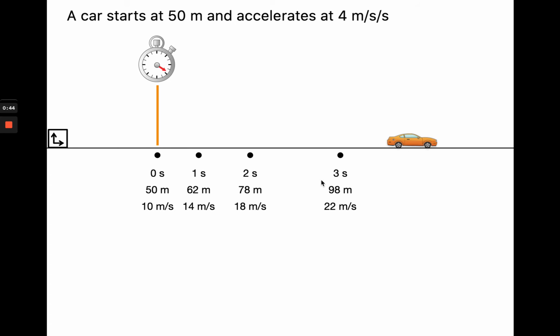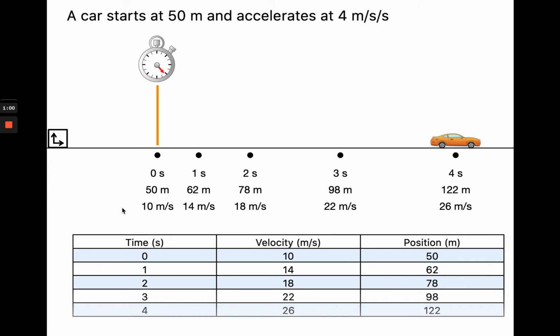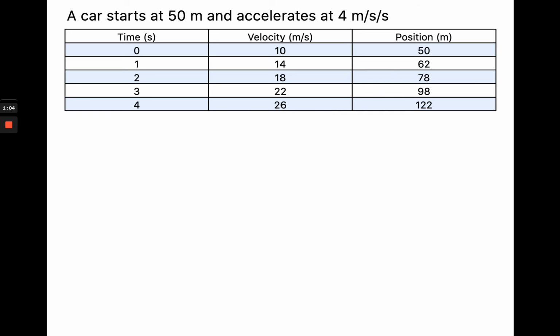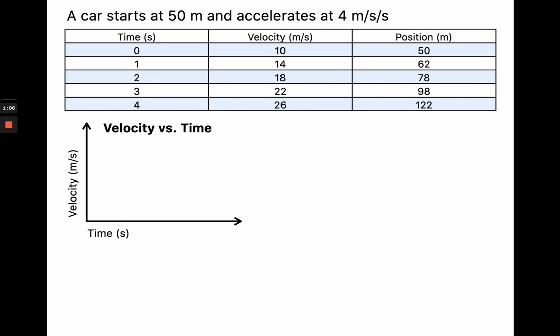And every second, the car is going faster, faster, faster, and faster. And since it's going faster and faster, it's covering a greater amount of distance from one second to the next. And of course, since we now have this data, velocity, time, position, we can make a table. And now with this table, we can build a graph. So let's look at velocity versus time.